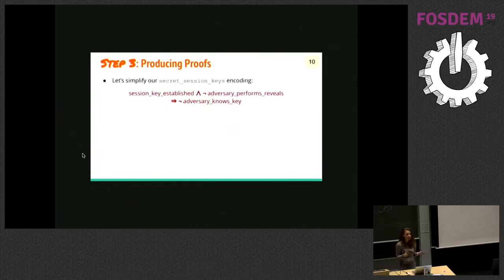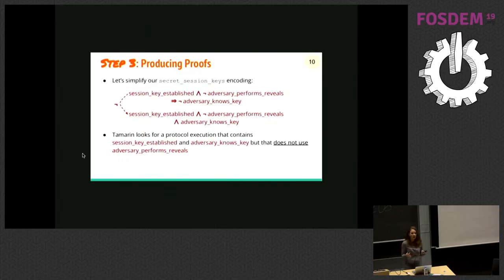So to prove this, we will simplify our secret session keys lemma. And that says, if a secret session key is established and the adversary has not performed any reveals, then the adversary cannot know the key. If we negate this logic formula, we get: a secret session key is established, the adversary has not performed any reveals, and the adversary knows the key. So what Tamarin will do is look for a protocol execution in which the session key has been established, the adversary knows the key, but it hasn't performed any reveals. If we find that the set is empty, it means that the property holds. If we find a counterexample, a member of the set, it means we have an attack.